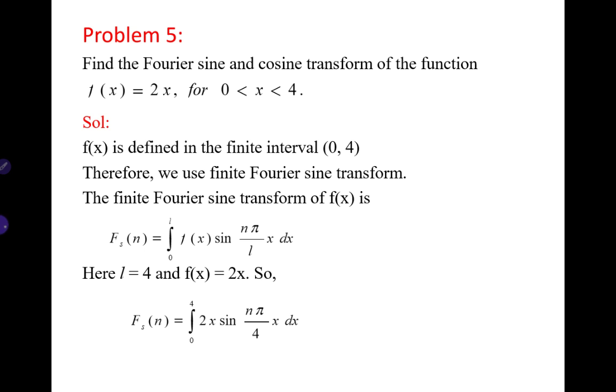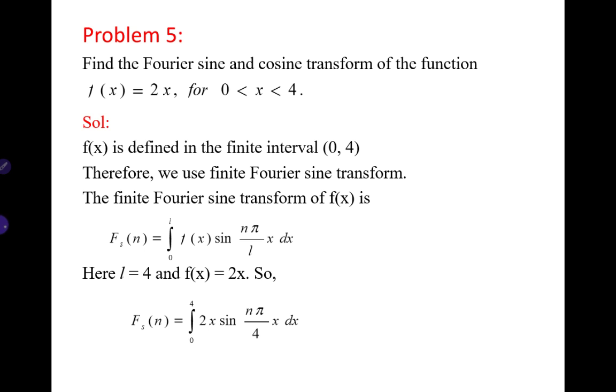Find a Fourier sine and cosine transform of the function f(x) = 2x for 0 < x < 4. So here f(x) is defined in the interval 0, 4. Therefore, we use finite Fourier sine transform.